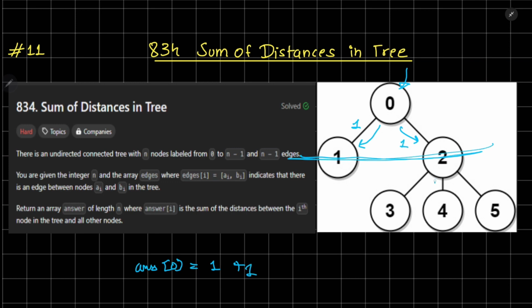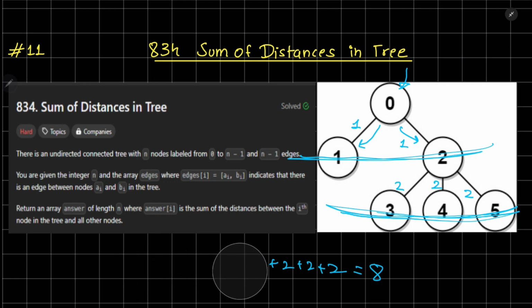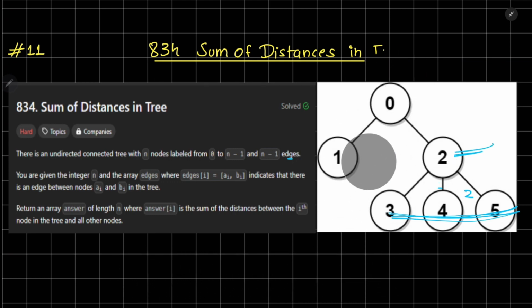And now we'll go to the next level from BFS, so 3, 4 and 5. 3, 4 and 5 are at level 2, so when we are at that node, we will add its level if it is not visited. So 2, 2 and 2, so plus 2 plus 2 plus 2, this will give us 8.